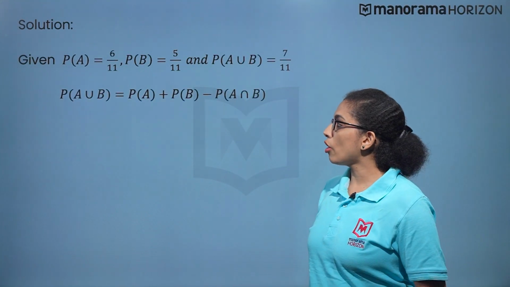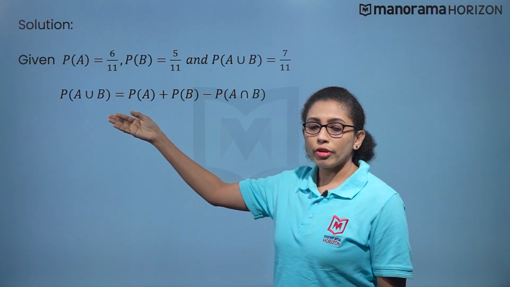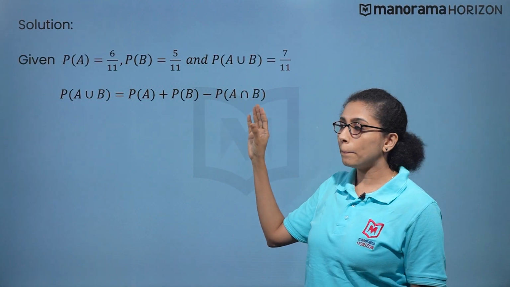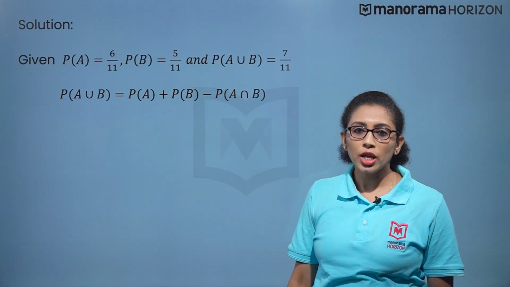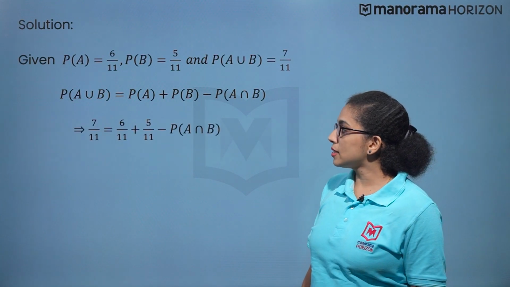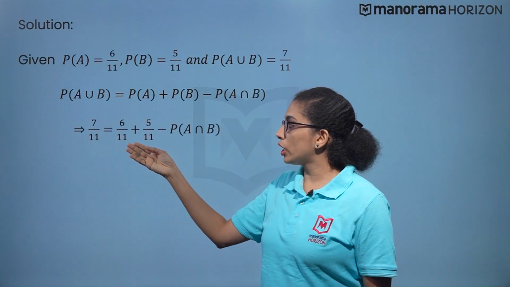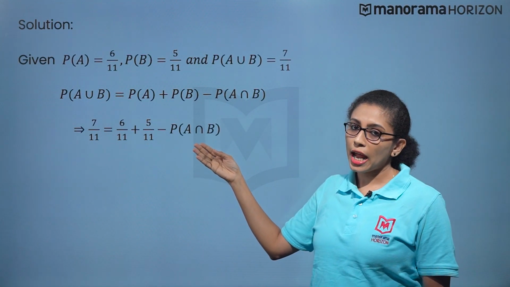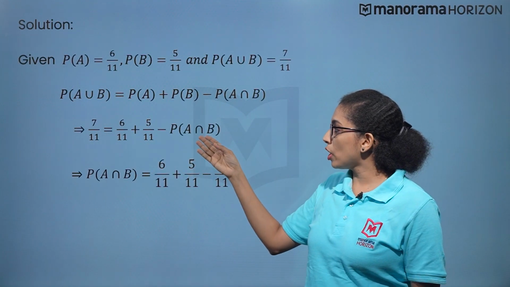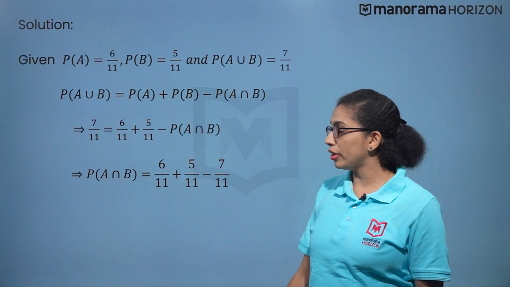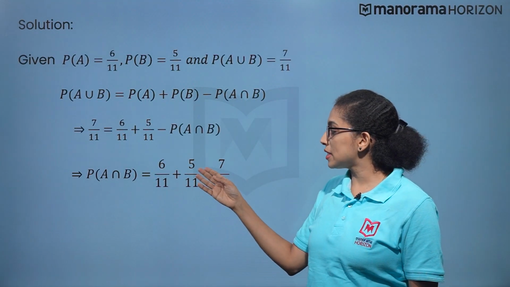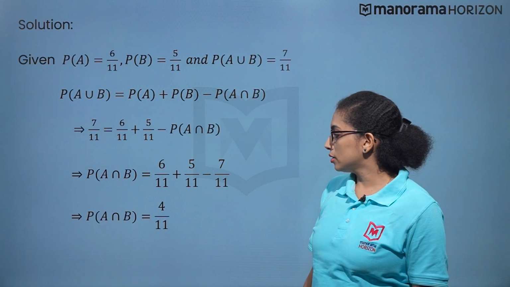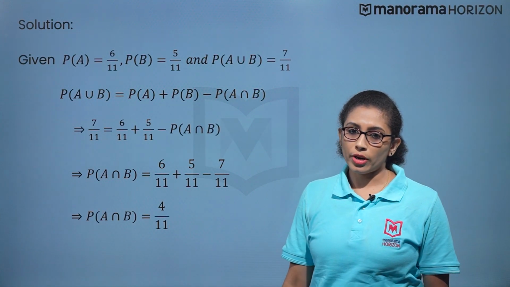Now, for probability of A union B, we have one equation, that is P of A plus P of B minus P of A intersection B, which implies 7 by 11 is equal to 6 by 11 plus 5 by 11 minus P of A intersection B. Taking P of A intersection B to the other side, we get it as 6 by 11 plus 5 by 11 minus 7 by 11, which is nothing but 4 by 11.